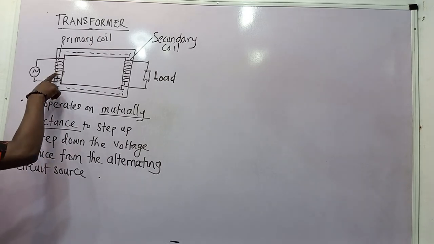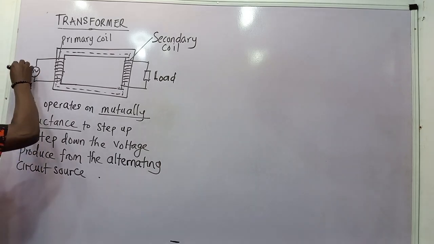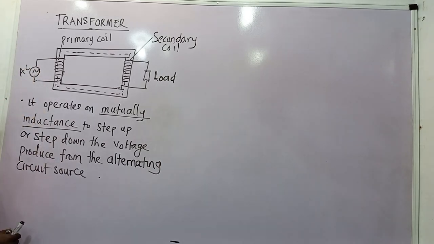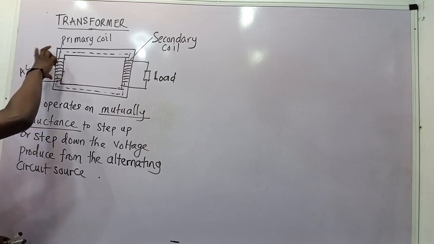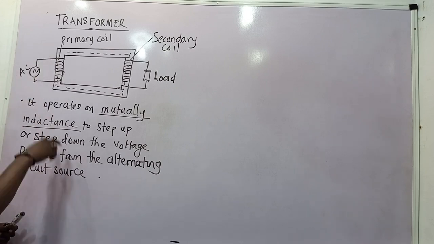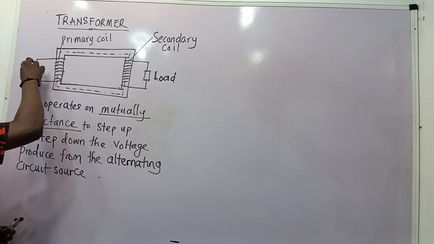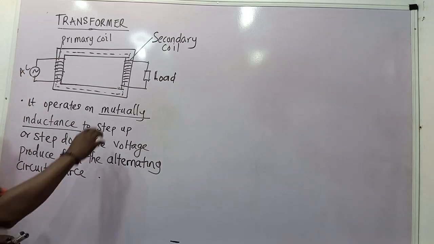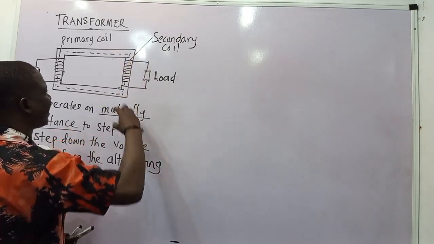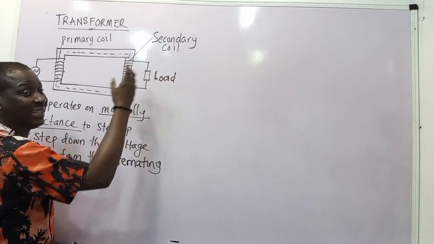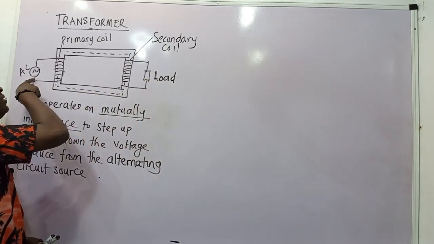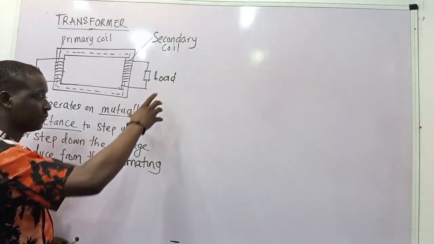Now this primary coil is connected to the AC main supply. So it is the AC source that supplies voltage to the primary. The primary takes its voltage from the source. While the load is connected directly to the secondary, so the consumer that consumes the supply from the AC is at the secondary.